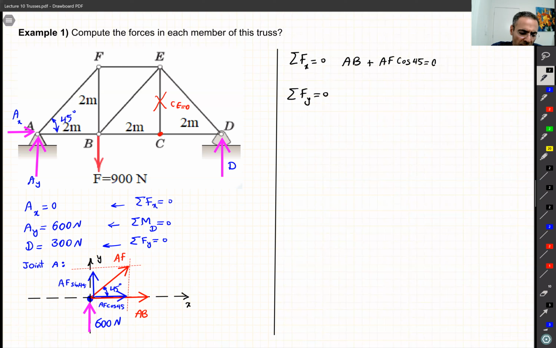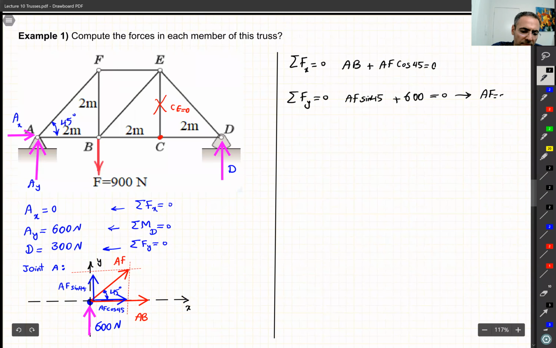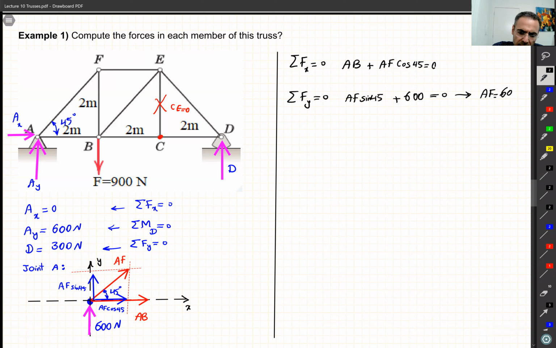What about sigma Fy? What do I have? I have AF sine 45. Again, it is positive. It's going up, plus 600, right? It's also positive going up. Remember, our X and Y direction equal to 0. So from here, simply, I can find AF minus 600. Let me write it down over there.